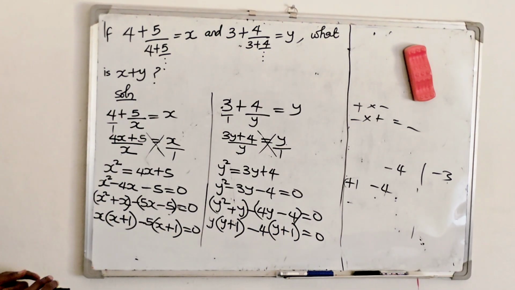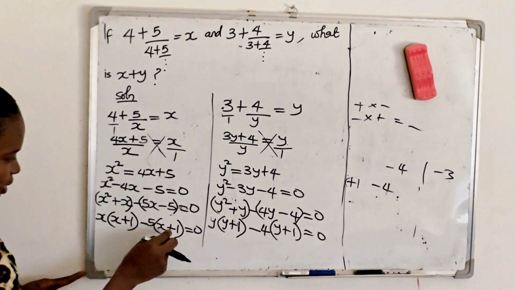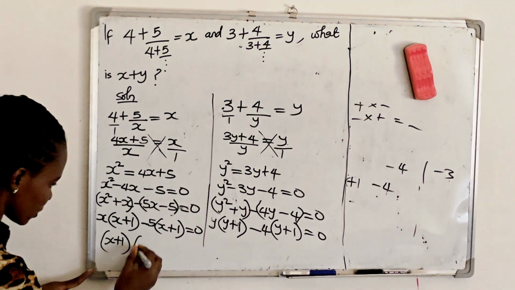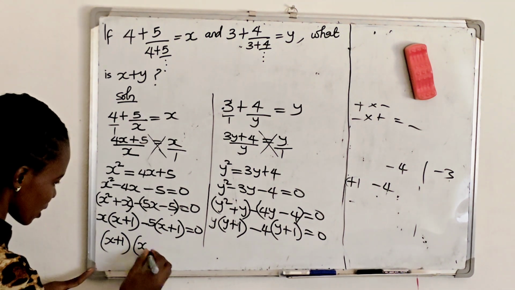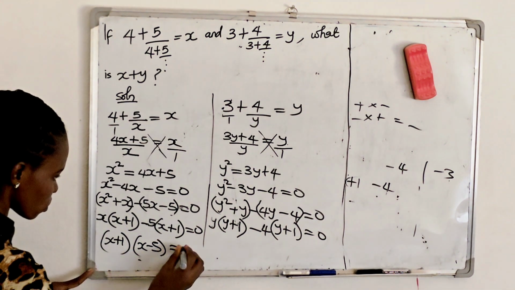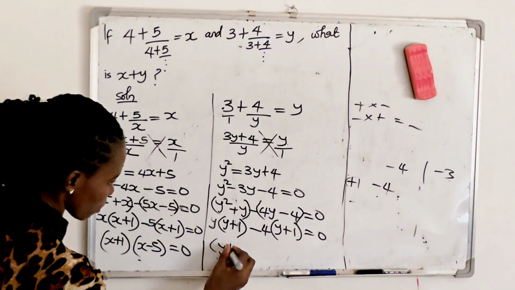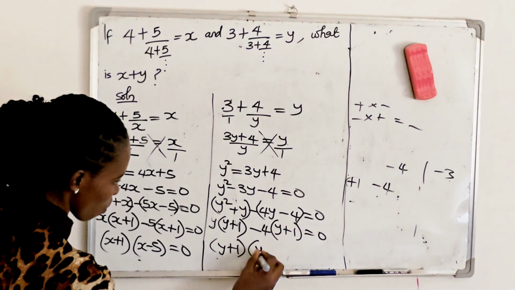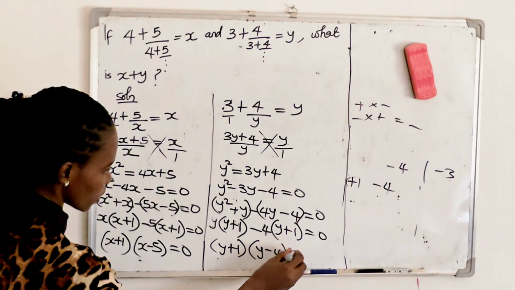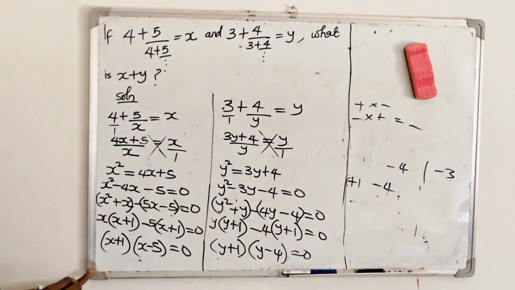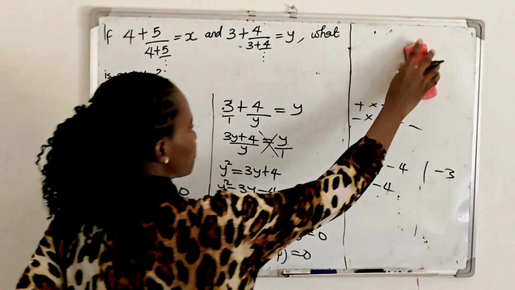So at this point, what else do we do? We factor out. What do they have in common? What is here and here? It's x plus 1. Then join this one outside: x minus 5 equal to 0. At this point, do the same: y plus 1, y minus 4, equal to 0. That is, I picked 1, then join this one. Okay, so let's go further.